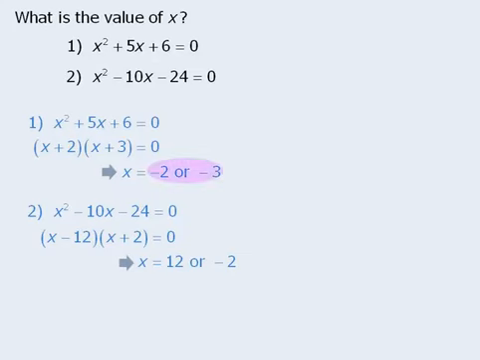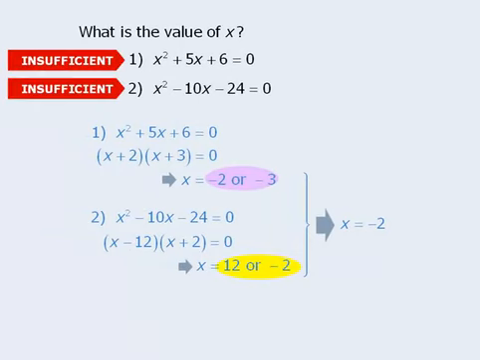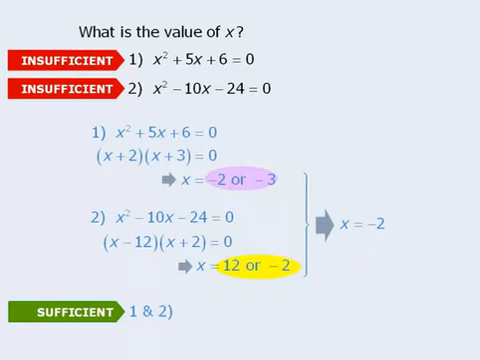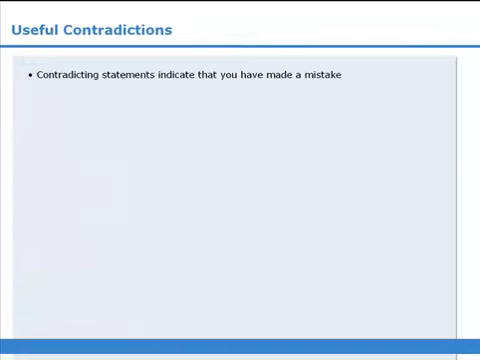Statement 1 tells us that x must equal -2 or -3, and statement 2 tells us that x must equal 12 or -2. When we combine both statements, we can see that x must equal -2. So statements 1 and 2 alone are each insufficient, but the two statements combined are sufficient, so the answer here is C.